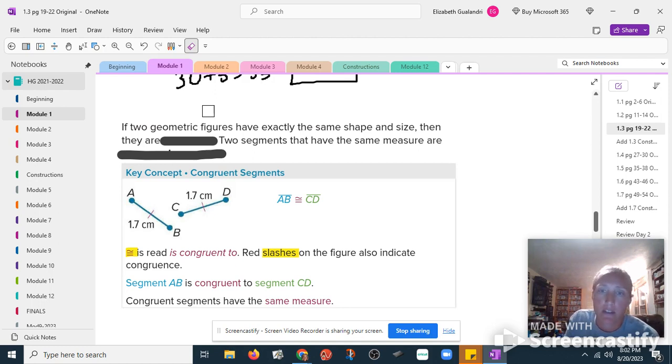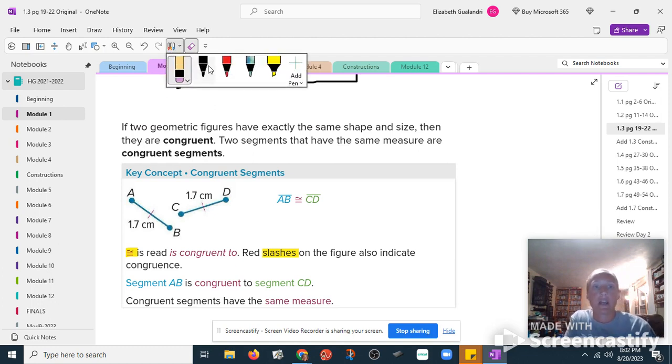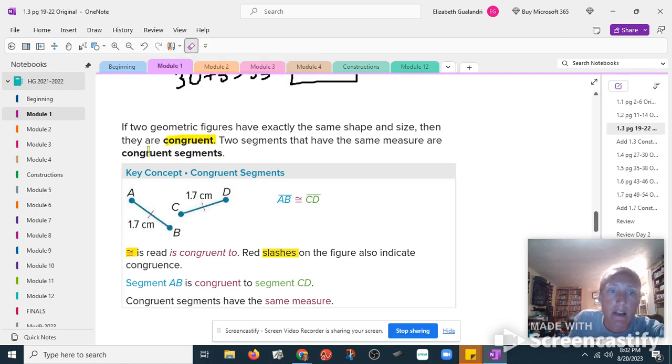2 segments that have the same measure are blank. The word is congruent. We're going to use this word a lot in this chapter, in this semester, actually this entire year. So this would definitely be a good place to highlight something. We can highlight that word congruent.